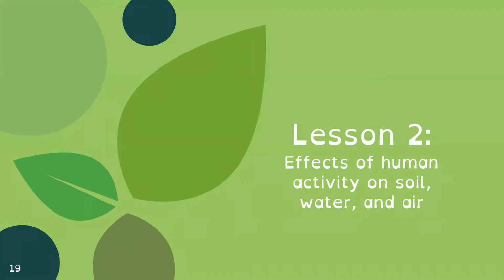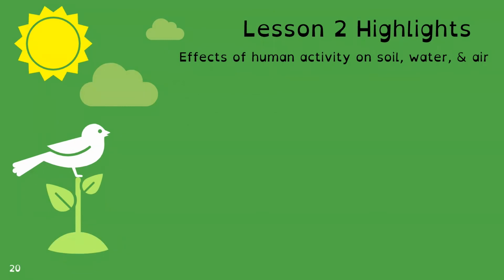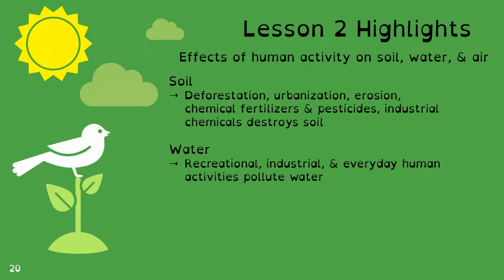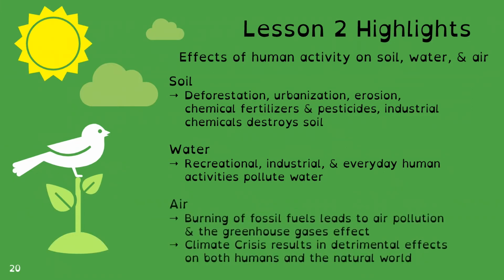Okay, then let's look at lesson number 2, the effects of human activity on soil, water, and air. So soil, we talked about the effects in terms of deforestation, urbanization, erosion, chemical fertilizers and pesticides, and industrial chemicals, and how they all destroy the soil. Then we talked about how recreational, industrial, and everyday human activities pollute our water. And then the burning of fossil fuels leads to air pollution and the greenhouse gas effect, and the climate crisis is having detrimental effects on both humans and the natural world due to our actions and air pollution.